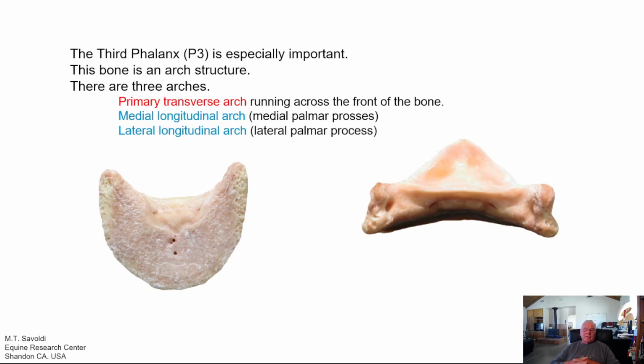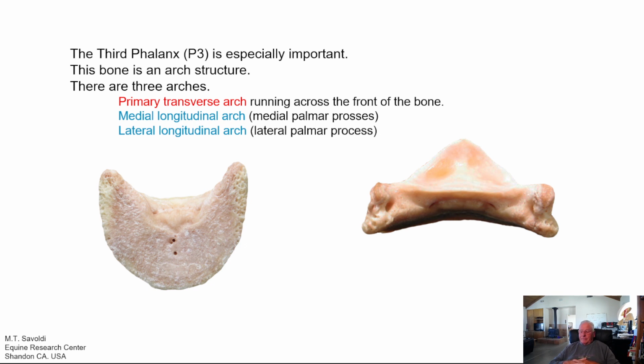Takes me a while to get this figured out. But first, let's talk a little bit about the P3 bone. The third phalanx is especially important. This bone is an arch structure, and there are 3 arches involved with this bone.